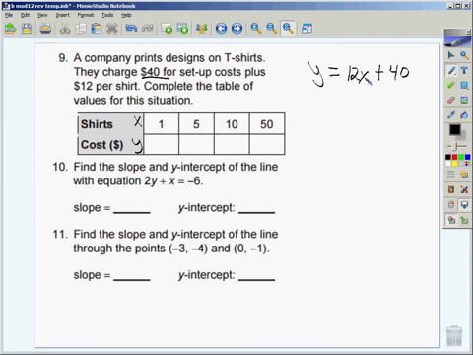So, if I replace x with 1, I'd have 12 times 1 plus 40, which is 52. If I replace x with 5, I'd have 12 times 5, which is 60, plus 40, which is 100. If I replaced it with 10, it'd be 120 plus 40, which is 160. If I replaced it with 50, instead of being 100 like this, it's going to actually be 640.